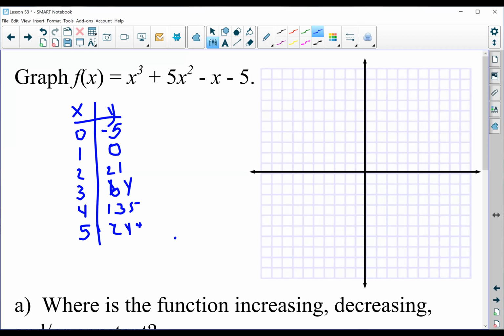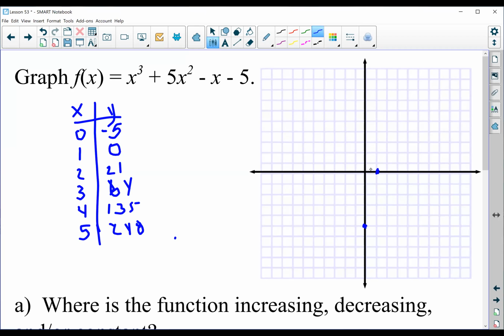So clearly, we're not going to be able to graph all of those points. They're just not going to fit. But I can definitely graph (0, -5). I can definitely graph (1, 0). And everything else is off of my graph, but it's going to increase through there.